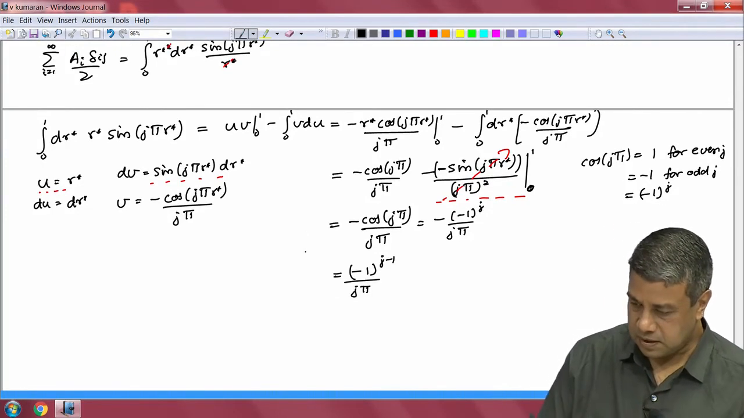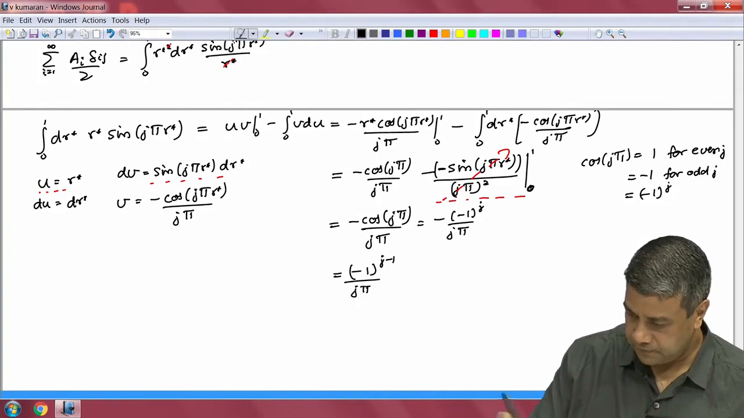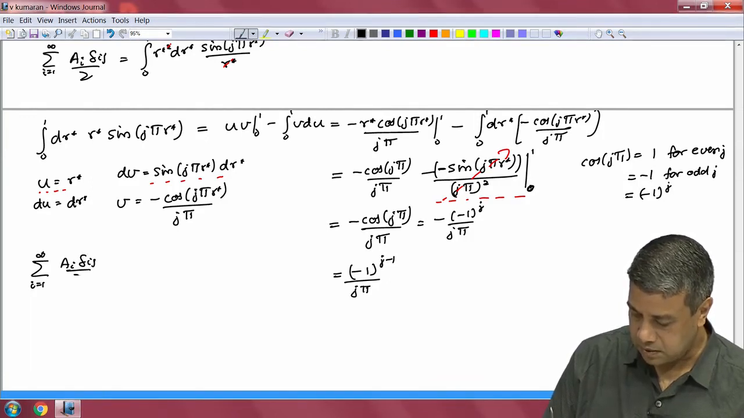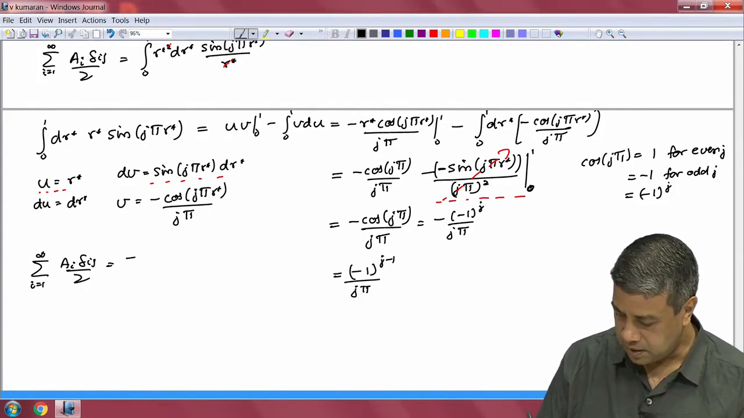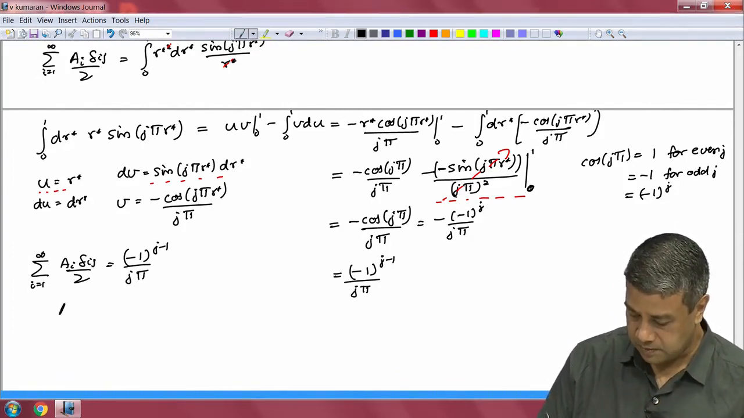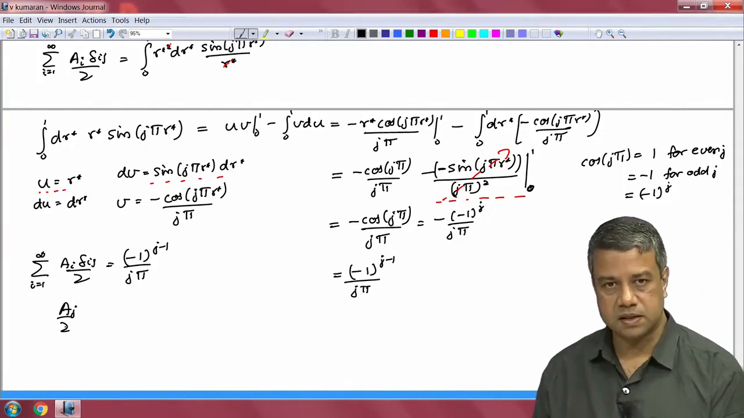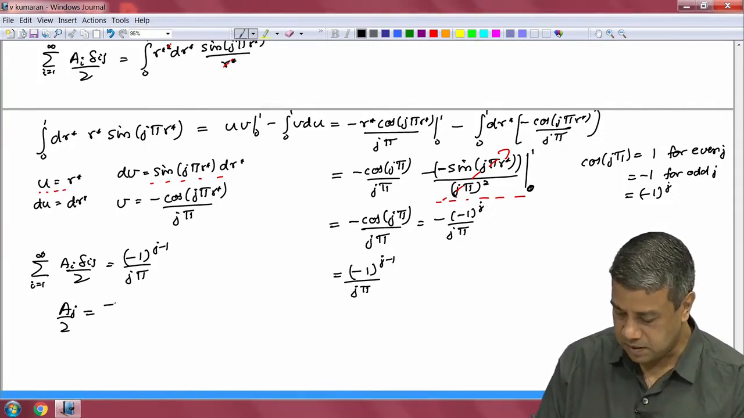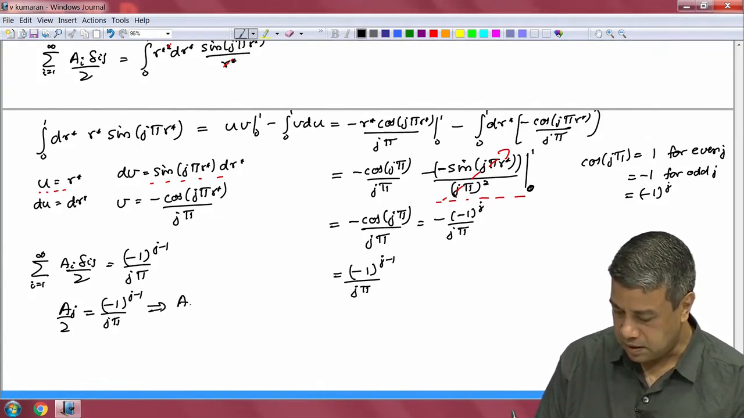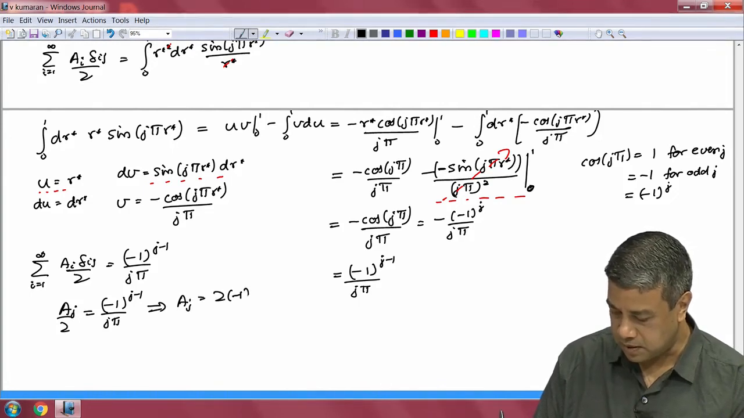So, therefore, in this equation I have on the left side the summation i equals 1 to infinity of a_i delta_ij by 2, which is equal to (-1)^(j-1) by j pi. This is just equal to a_j by 2, because delta_ij is 0 if i is not equal to j. This becomes (-1)^(j-1) by j pi, which implies that a_j is equal to 2 times (-1)^(j-1) by j pi.